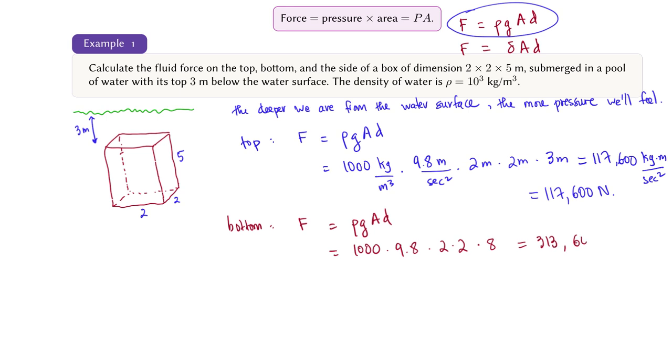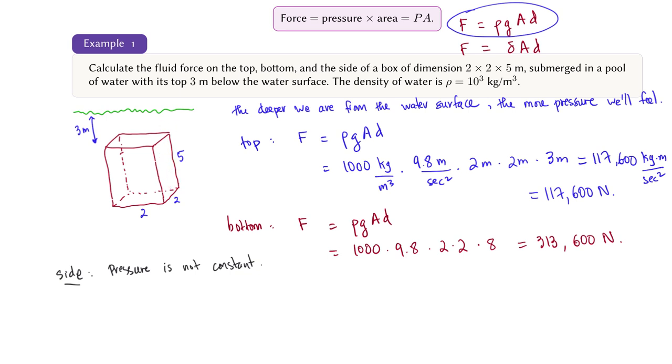This is 313,600 newtons. Observe that even though the area of the top and the bottom are the same, the pressure at the bottom is much higher than at the top. For the side of the box, the pressure is not constant because points on the sides do not have the same depth from the water surface.